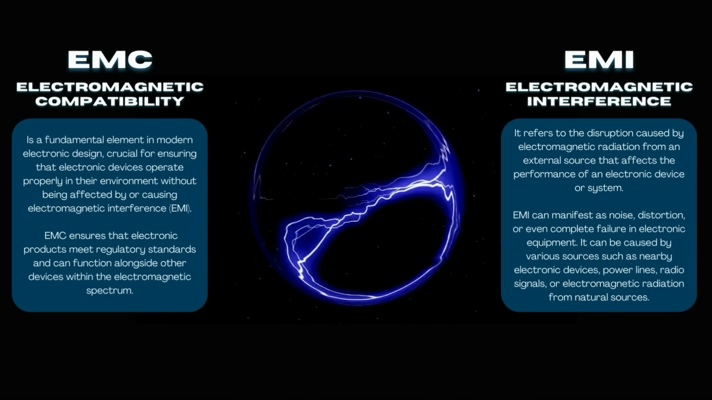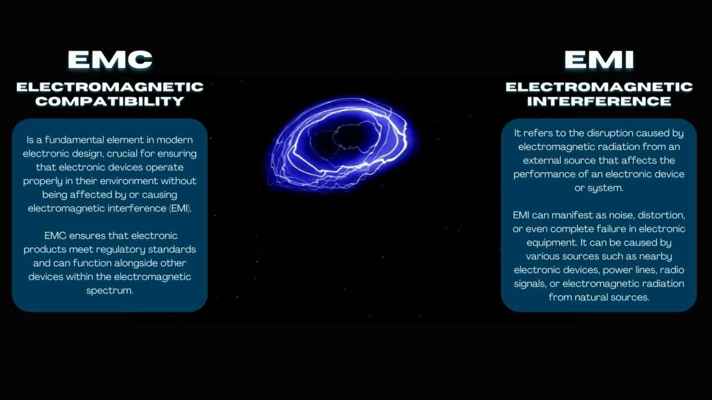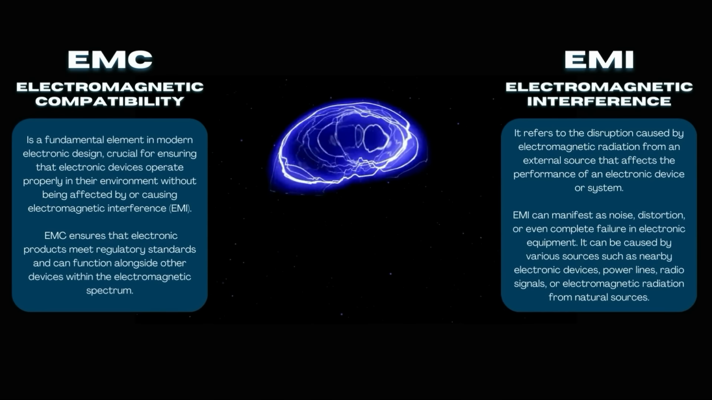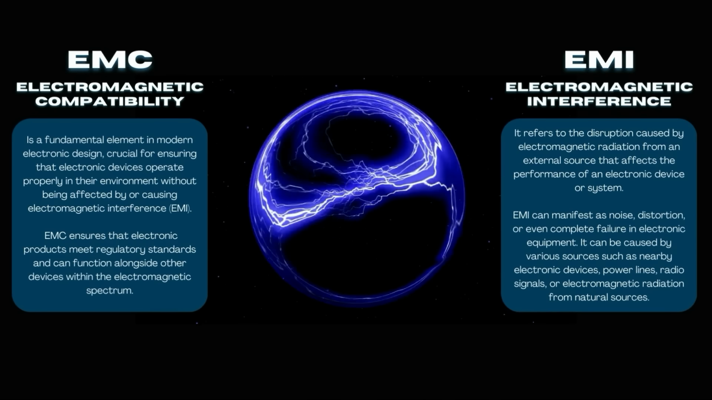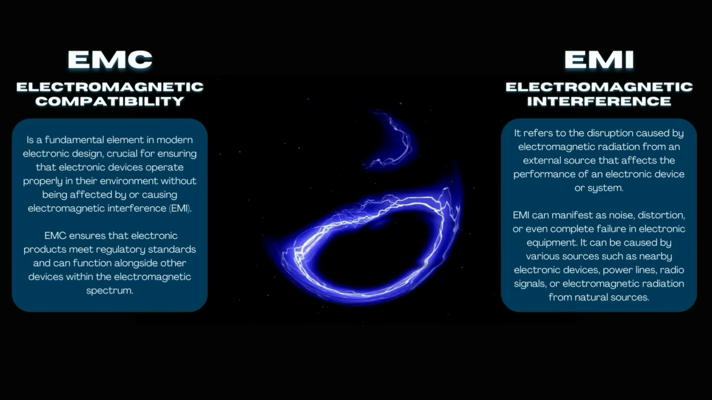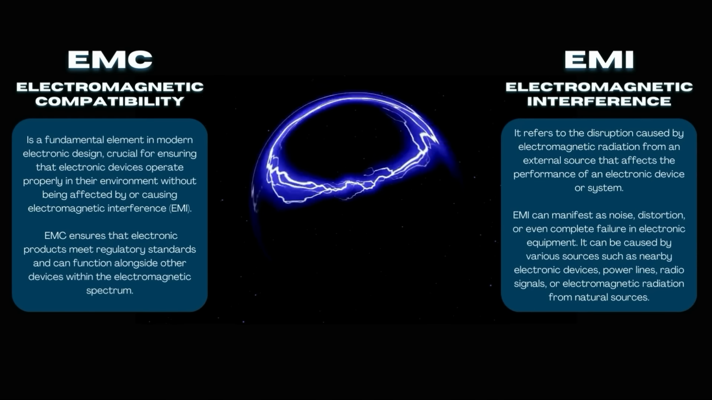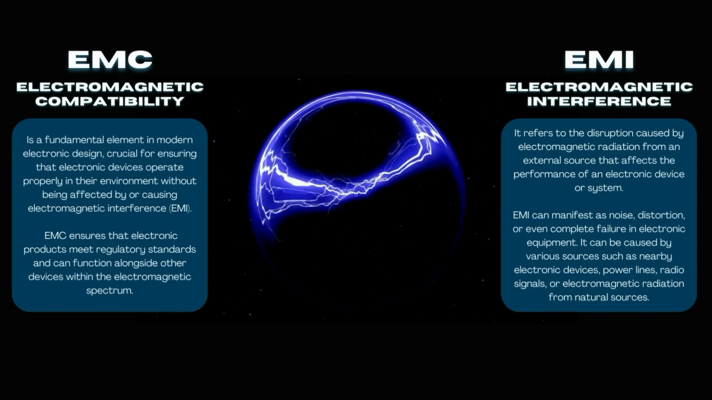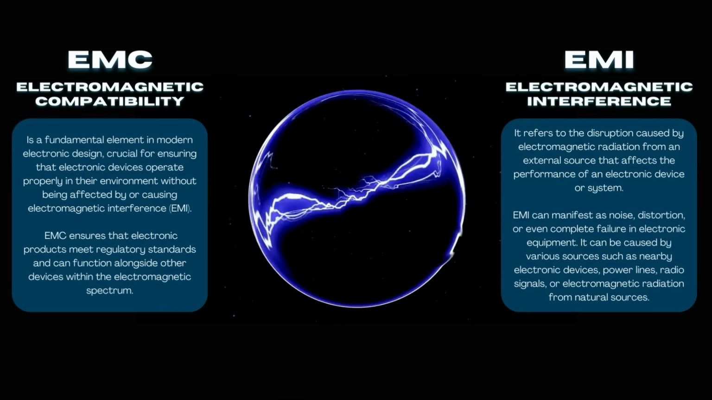One thing we need to clarify is the confusion between EMC and EMI. EMC, or electromagnetic compatibility, is a term used in electronics to describe the ability of a device or system to operate without interfering with other nearby devices or being interfered with by them due to electromagnetic radiation. EMI stands for electromagnetic interference. It refers to the disturbance caused by electromagnetic radiation from an external source that affects the performance of an electronic device or system.